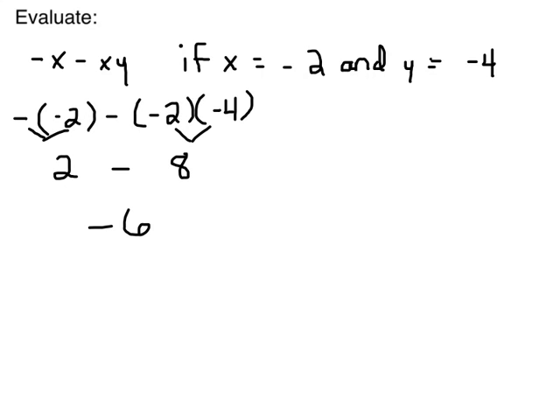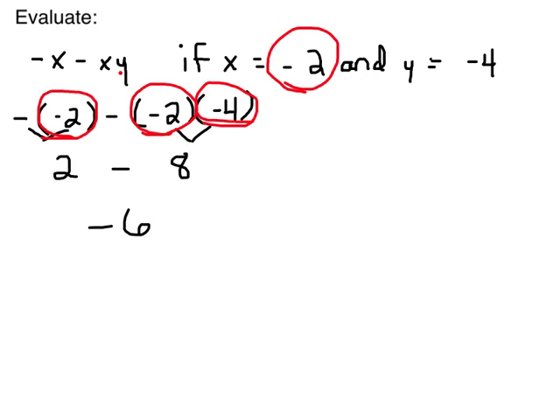Okay, this says evaluate, and we have x's and y's, but we're given a value, so we're going to evaluate using the value of x and y. So x is equal to -2 and y is equal to -4. So here in place of this x, I'm going to put -2 because the negative goes with the 2. And here in place of this x, I'm going to put -2, and in place of this y, I'm going to put -4. Then I'm going to work it out.